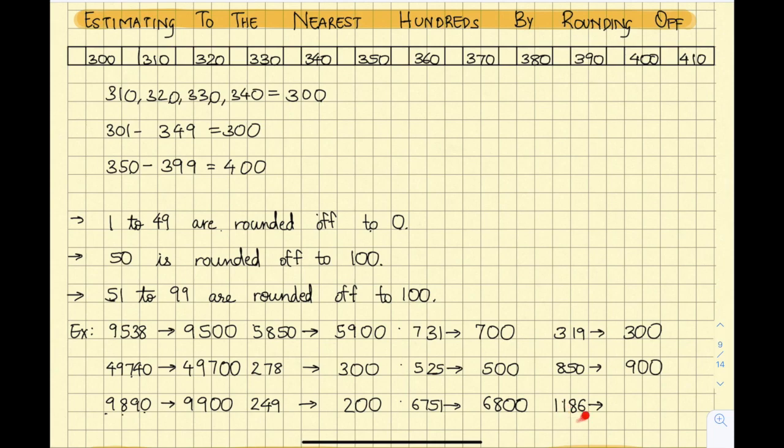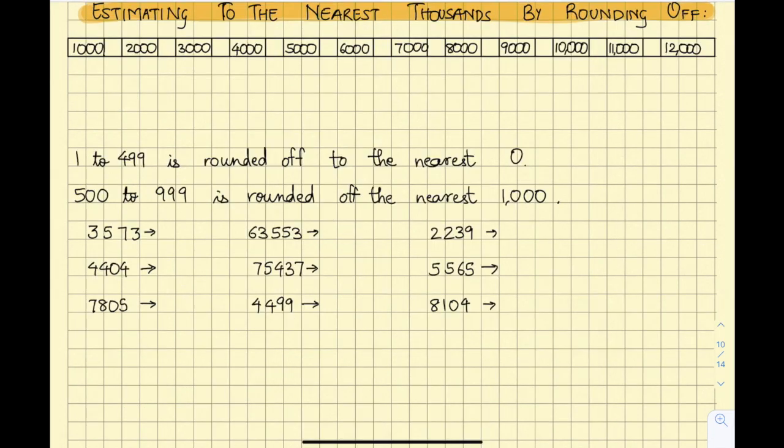Then 1,186. Here 86 is in the category rounded off to the next 100. So after 1,100, the nearest 100 will be 1,200. So here we write it as 1,200. Now we are going to learn how to estimate to the nearest thousands by rounding off.